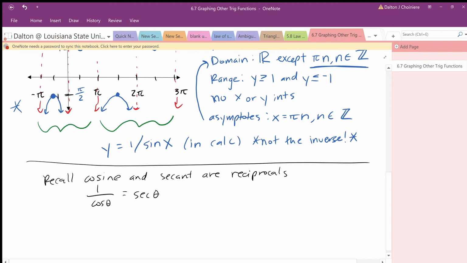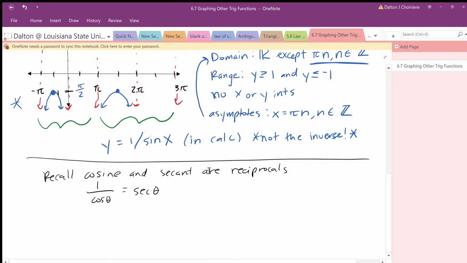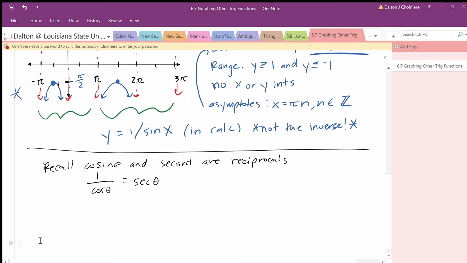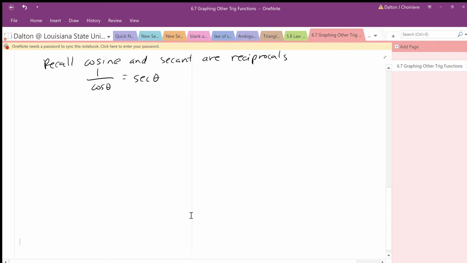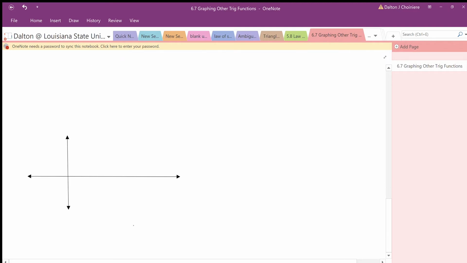So again, if you wanted to graph secant on your calculator, you would plug in 1 over the cosine of x. And we could make a table. We could graph the cosine function, make our table, and then take the reciprocals of those values. But we're just going to rely on the graph here again. We're going to graph cosine and secant on the same graph.